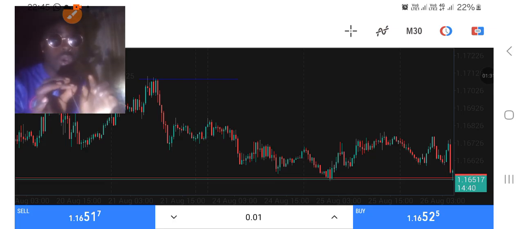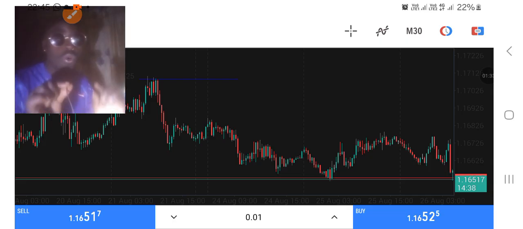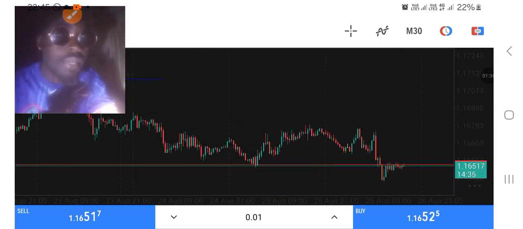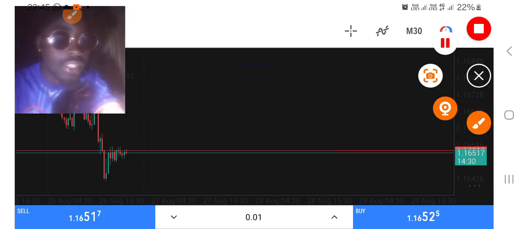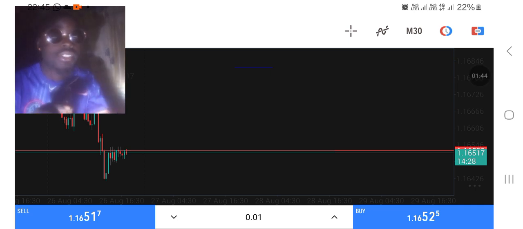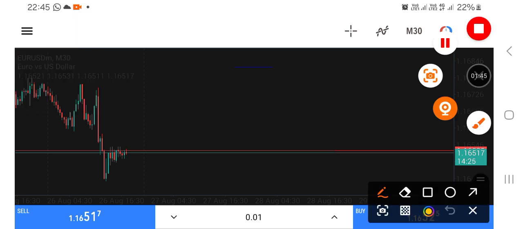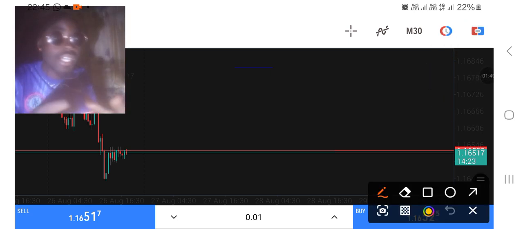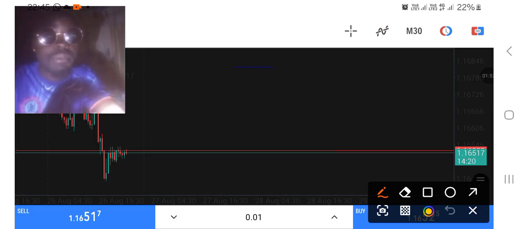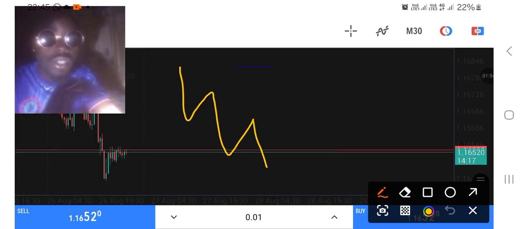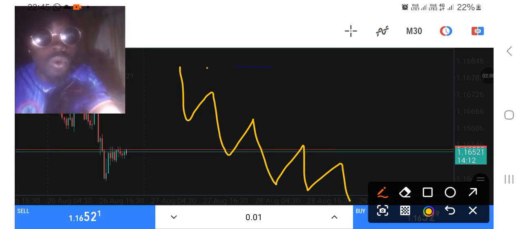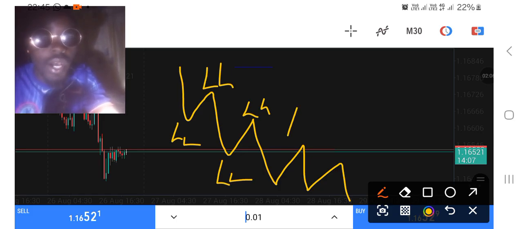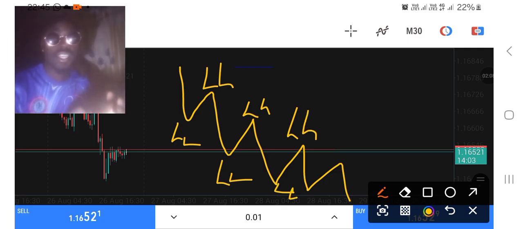And how do we draw a trend line? Let's take an example of a downtrend. When we say the market is in a downtrend, it means the market is moving down like this, forming what we call lower highs and lower lows, lower highs and lower lows, and so on.